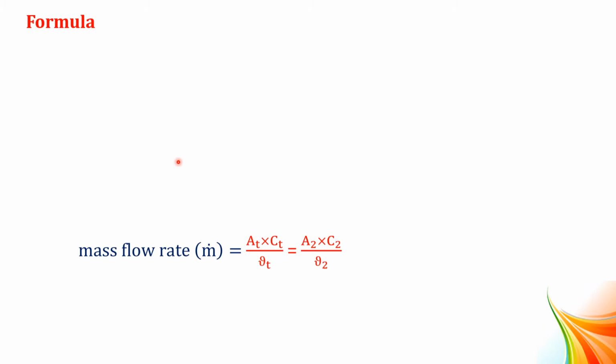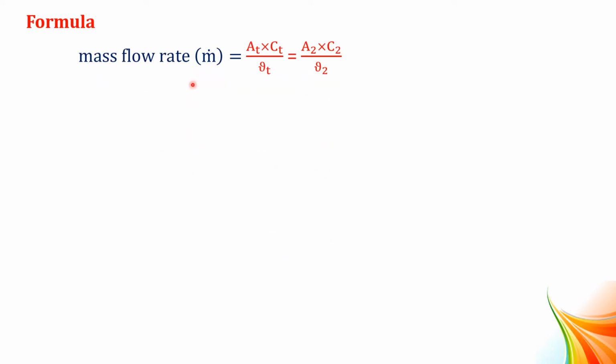Now we have to write the formula for solving this problem. Mass flow rate m dot equal to At Ct divided by Vt, which is equal to A2 C2 divided by V2. We have to find out the area. So the mass flow rate is given in the problem. If we find out Ct and Vt value, then we can easily find out area of throat section. Similarly, we have to know the value of C2 and V2, then we can find out A2.